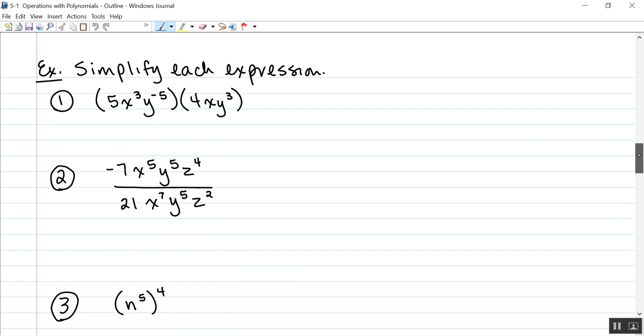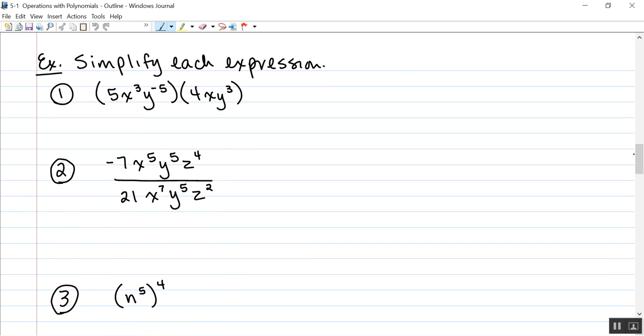So let's take a look at a couple examples here. We need to simplify each expression. For number 1, we have 5x cubed y to the negative fifth times 4xy cubed. So the first thing I'm going to do is work on my coefficients. 5 times 4 is 20. And I'll have x to the third times x to the first, that's basically a 1. That's going to give me an x to the fourth.